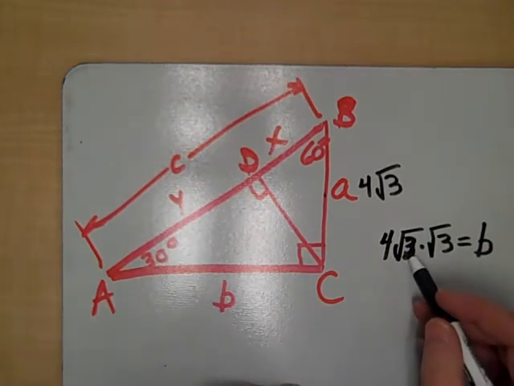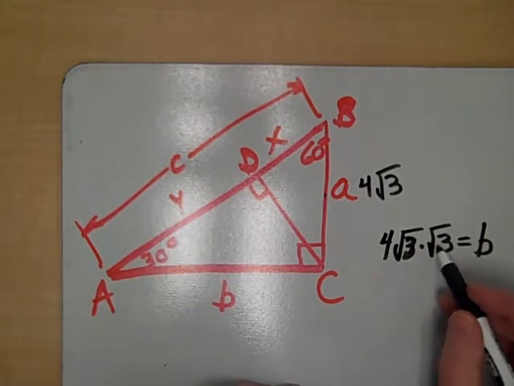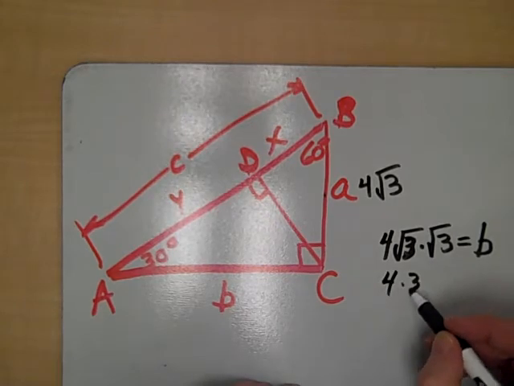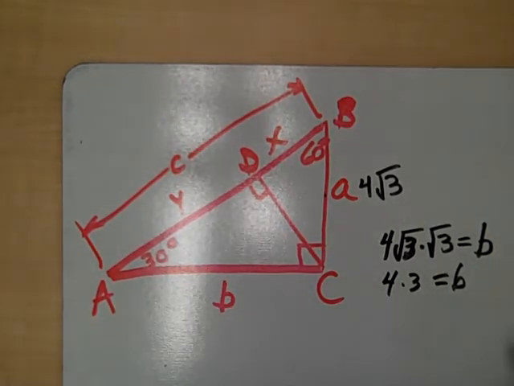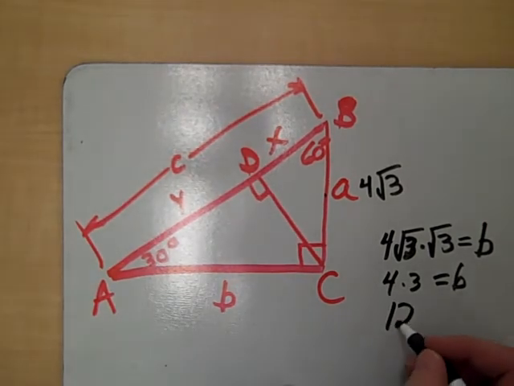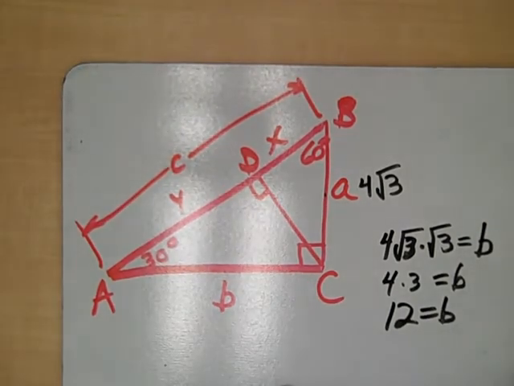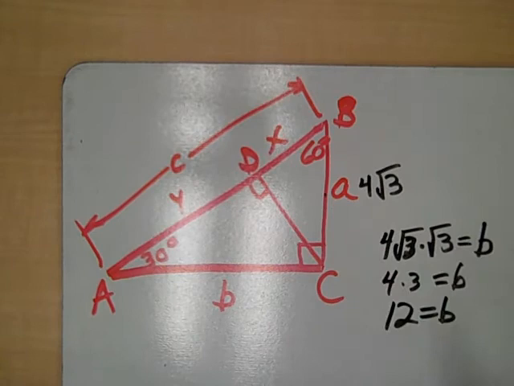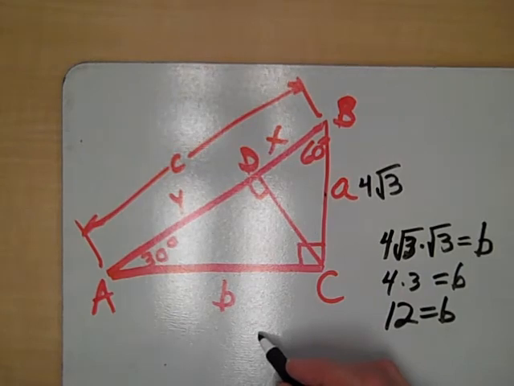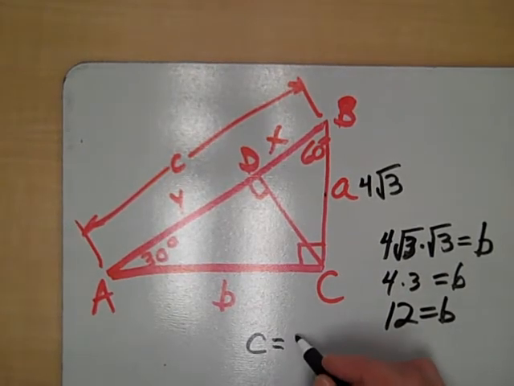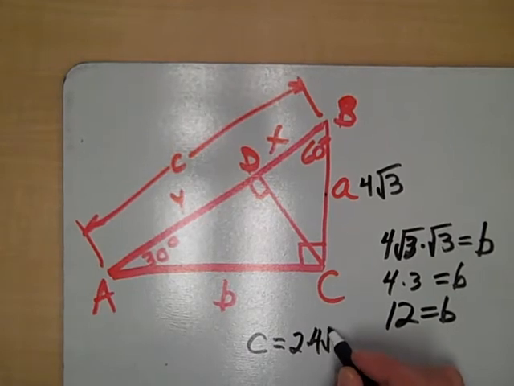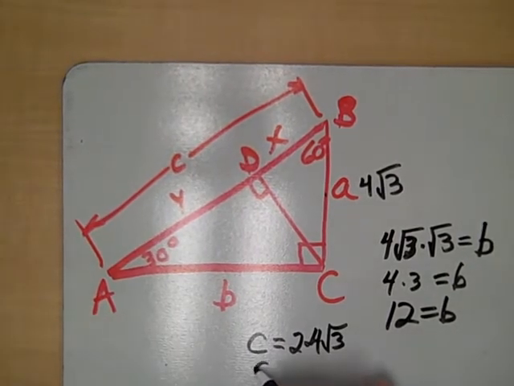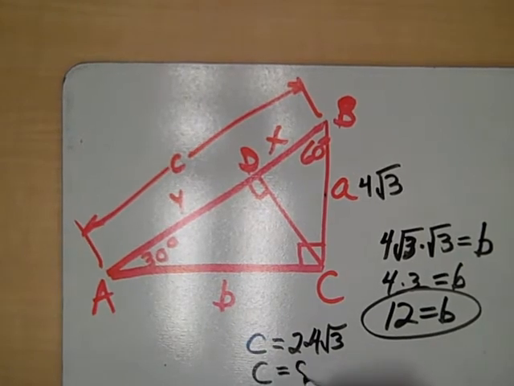Now 4 radical 3 times radical 3, these guys are buddies. That's the same as 4 times 3. So B is 12. Now C, this is the short leg. C is the hypotenuse of this big triangle. And the hypotenuse is equal to 2 times the short leg. So I got B is 12, and I've got C is 8 times the square root of 3.